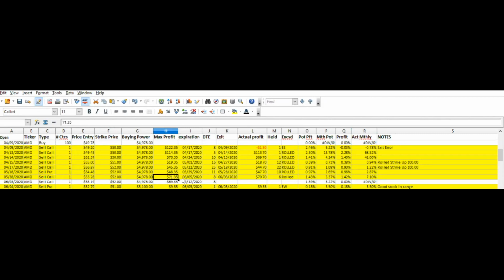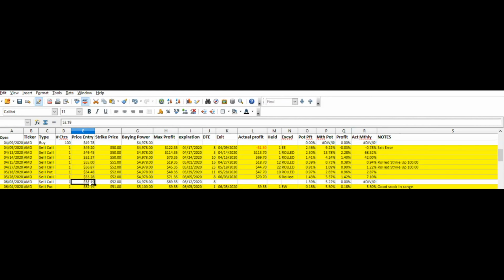49.78 is my buying power. 71.35 was the premium. It expired in 8 days. After 6 days, I rolled it again, so I made 7% on that. I am currently open on that. It expires this coming Friday, which is 6/12.